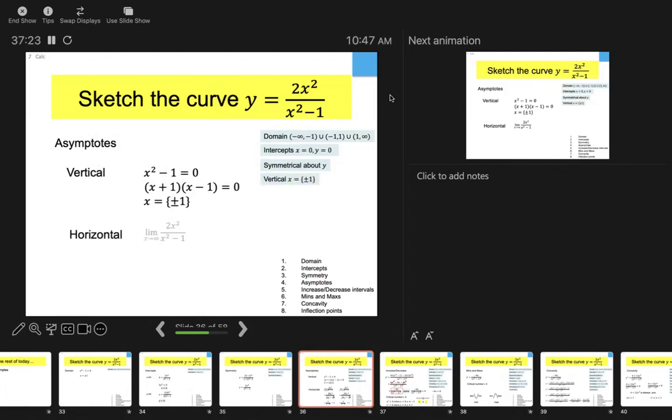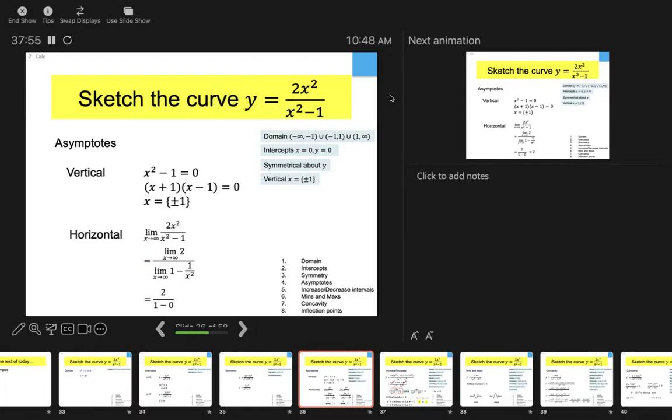Got to take the limit. You just had a test on this. What do we do? I'm going to divide everything by the highest power of the variable in the denominator. That's x squared. So I wind up with that. Then we take the limit. The limit of 2 is 2, the limit of 1 is 1, the limit of 1 over x squared is 0, so that turns into 2.